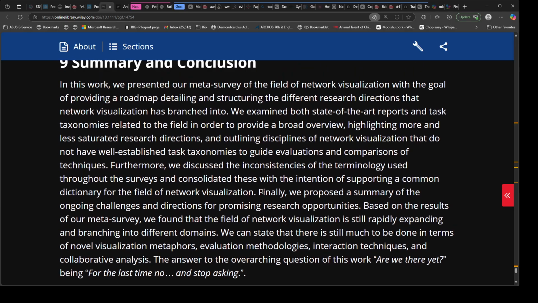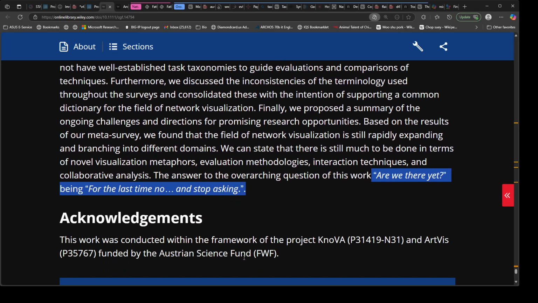The answer to the overarching question of this work, are we there yet? Being for the last time, no. And stop asking.